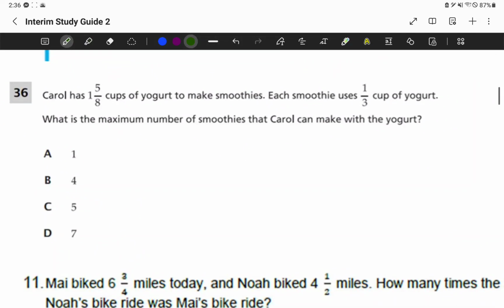So Carol has 1 5/8 cups of yogurt to make smoothies. Each cup uses 1/3 cup of yogurt. What is the maximum number of cups that Carol can make? Maximum number of smoothies, sorry.